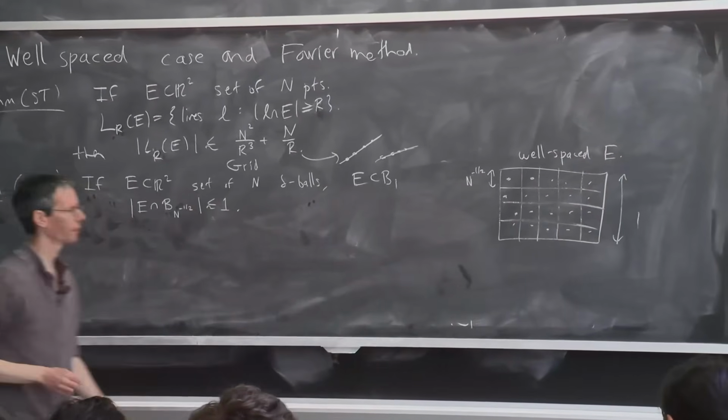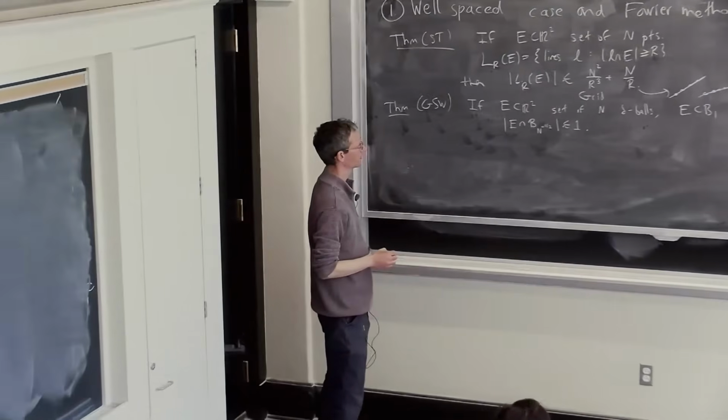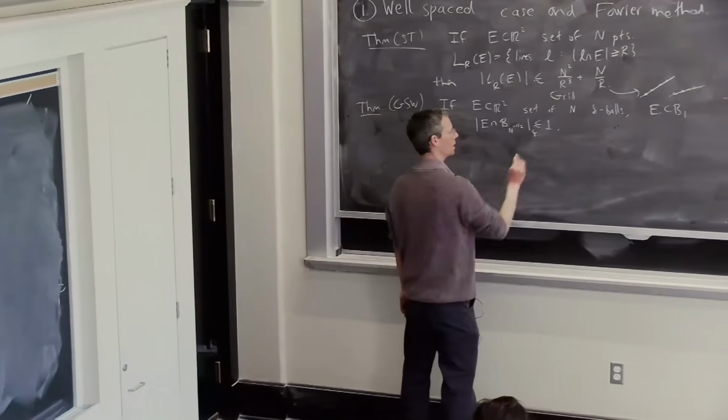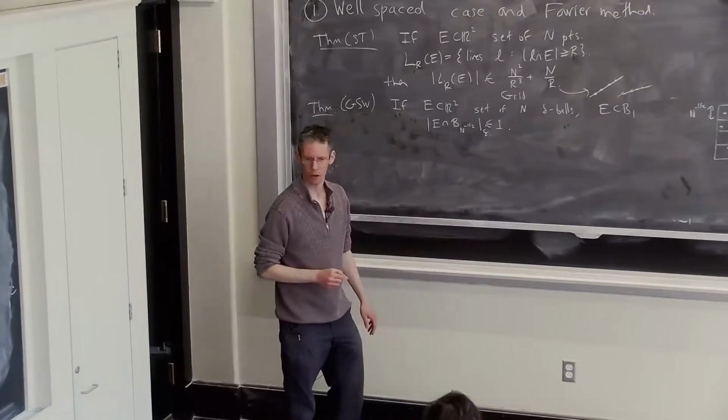For the size of E intersect B, is that supposed to be a delta ball covering number? Yeah, let's make that. Yeah, that's right. Thank you. That's a delta ball covering number.